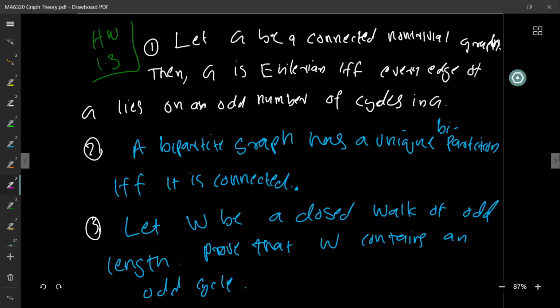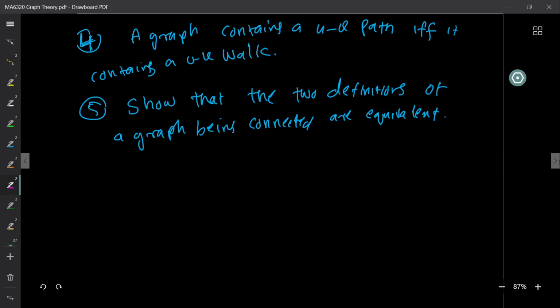Okay, with a few homework questions, let me wind up. If G is a connected non-trivial graph, then G is Eulerian if and only if every edge of G lies on an odd number of cycles in G. The bipartite graph has a unique bipartition if and only if it is connected. Third question is that if W is a closed walk of odd length, prove that W contains an odd cycle. This is required for our earlier proof.